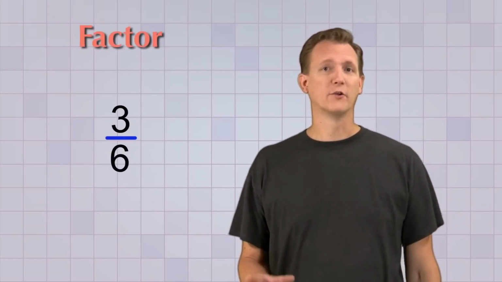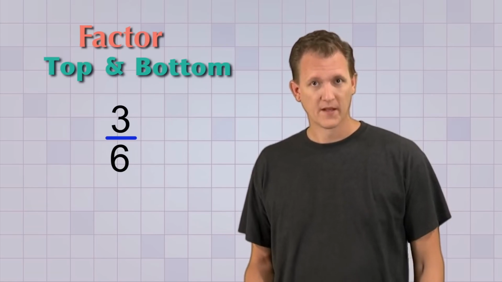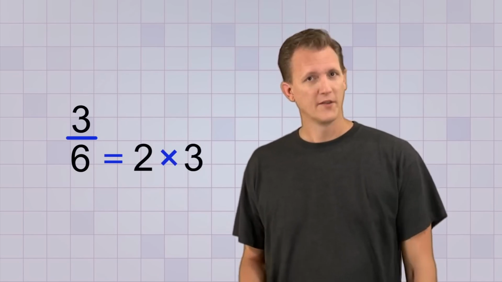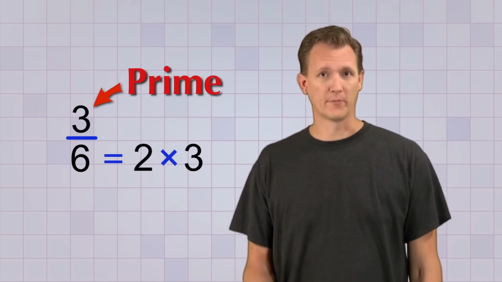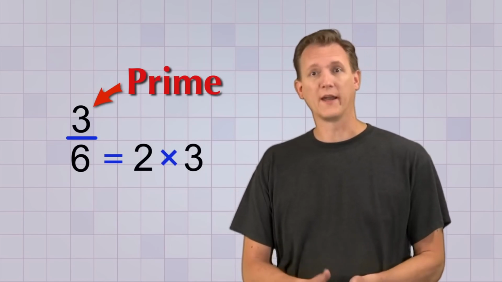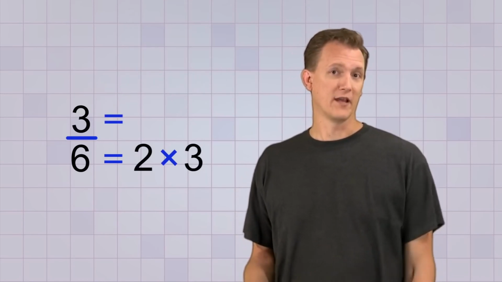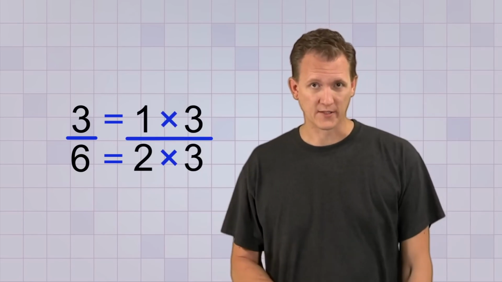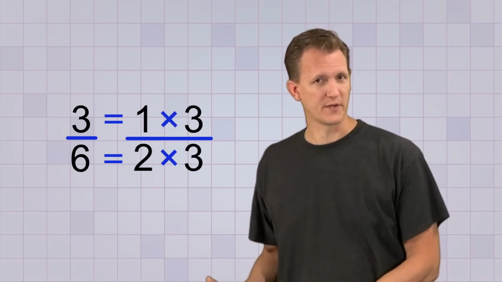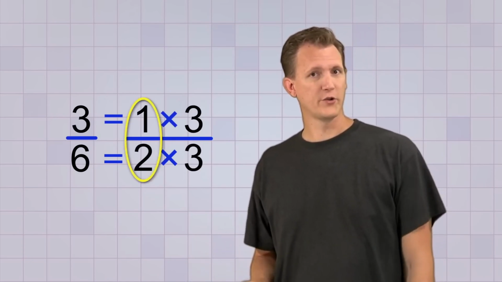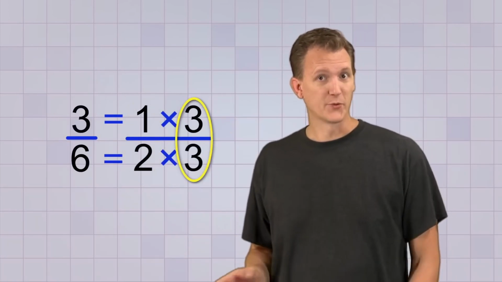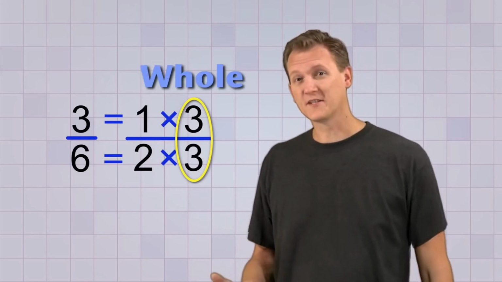Let's take our complicated fraction, 3/6, and factor both the top and bottom numbers. Now, the bottom number 6 can be factored into 2 times 3. The top number, 3, is a prime number. Its only factors are 1 and itself. So we can write that as 1 times 3. There, we've rewritten our fraction using factoring, and now it kind of looks like two fractions being multiplied together. 1/2 times 3/3.